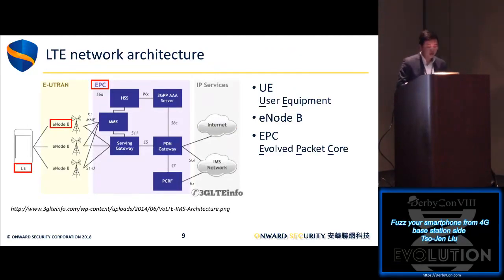Okay, this is the LTE network architecture. There are three major parts in the LTE network. The first one is the user equipment, which we call the UE, such as your cell phone or your pad, which can insert a SIM card. The other two are the eNodeB and EPC. They are the critically important components in the LTE network.